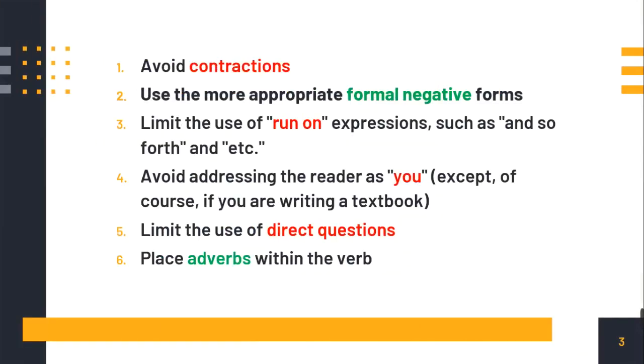The first is avoid contractions. The second is use the more appropriate formal negative forms. Third, limit the use of run-on expressions such as and so forth and etc. The fourth, avoid addressing the reader as you, except of course if you are writing a textbook. And then the next point is limit the use of direct questions, and the last one is place adverbs within the verb. So there are 6 points to explain here, and we will elaborate this one by one in the next slide.